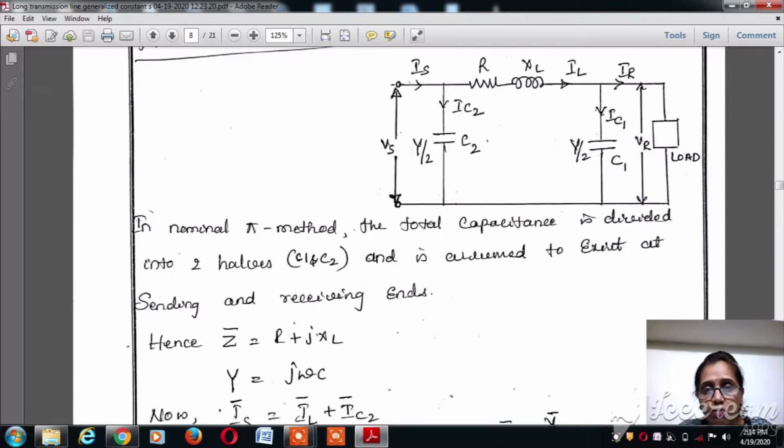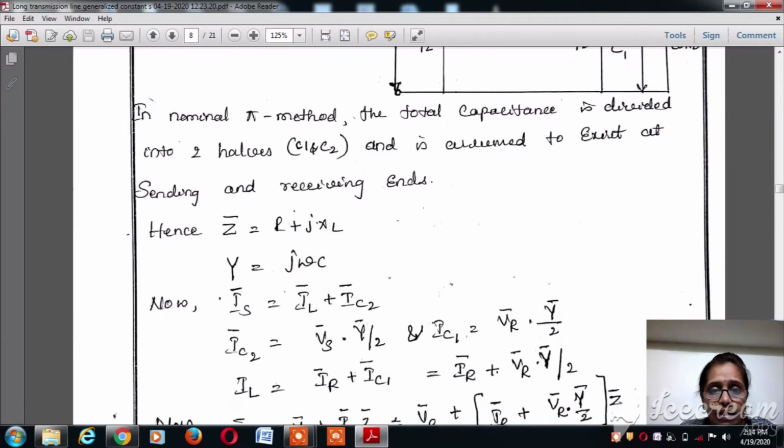IS is the current that is flowing from the sending end, and IL is the current that is flowing through the impedance of the line. IC1 is the current flowing through the capacitance 1, which is at the receiving end. IC2 is the current that is flowing through the capacitance which is at the sending end. And the vectorial sum of IC1 and IR constitutes the load current IL, and the vectorial sum of IL and IC2 constitutes the sending end current IS. Now let's see how to find out whether the network is symmetrical and reciprocal or not.